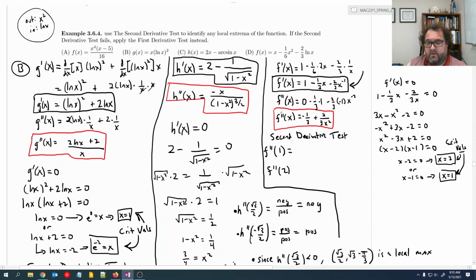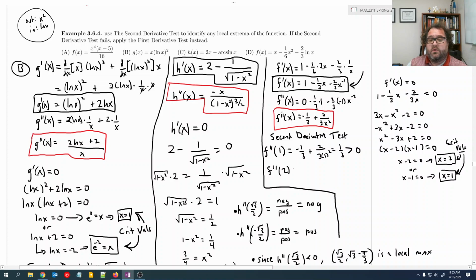Okay, so we would have what? For f double prime of 1, we would have -1/3, again, plugging into the red boxed off second derivative, plus 2 over 3 times 1 squared. Okay, we have -1/3 plus 2/3. Well, what's -1/3 plus 2/3? That's +1/3, which is bigger than 0. Okay, so we have a positive result.